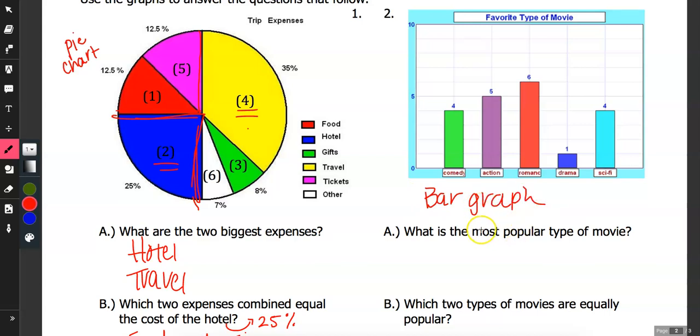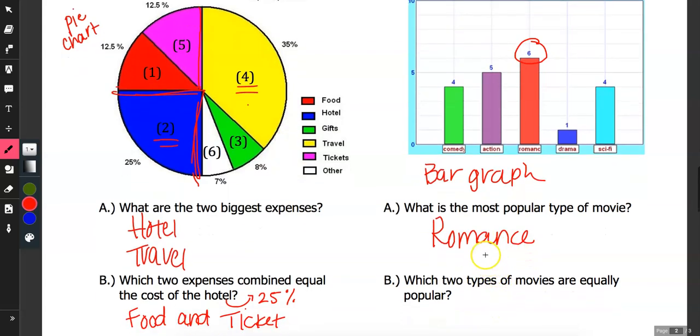Okay. What is the most popular type of movie? Pretty straightforward here. That would be romance, because that's our highest bar. Which two types of movies are equally popular? So the two that have the same amount would be comedy and sci-fi. Both of those had 4 responses.